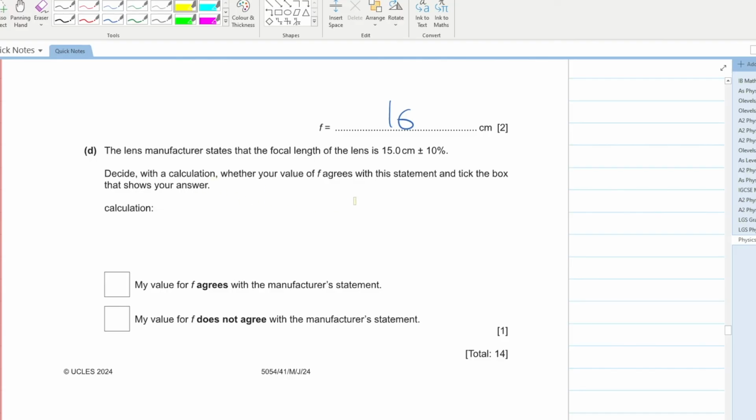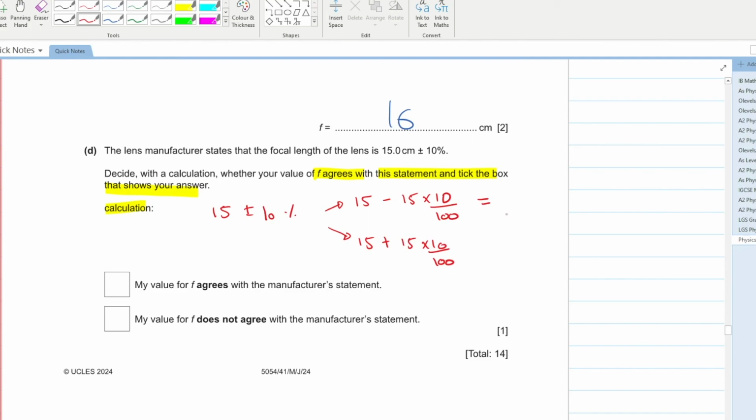Decide with a calculation whether your focal length agrees with the statement that shows your answer. Calculation must also be provided. So if the manufacturer is stating that your focal length will be 15 plus minus 10%, this means what? Your focal length can be at a highest value of what? 10% of 15 is 15 into 10 divided by 100. The lowest value of focal length will be 15 minus 15 into 10 divided by 100, and the highest value can be 15 plus 15 into 10 divided by 100.